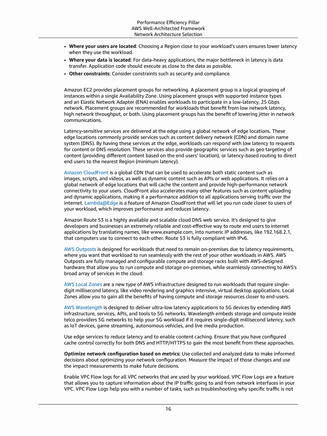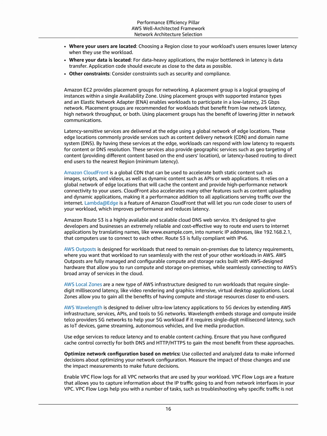Amazon EC2 provides placement groups for networking. A placement group is a logical grouping of instances within a single availability zone. Using placement groups with supported instance types and an elastic network adapter, ENA, enables workloads to participate in a low latency, 25 gigabits per second network. Placement groups are recommended for workloads that benefit from low network latency, high network throughput, or both. Using placement groups has the benefit of lowering jitter in network communications.